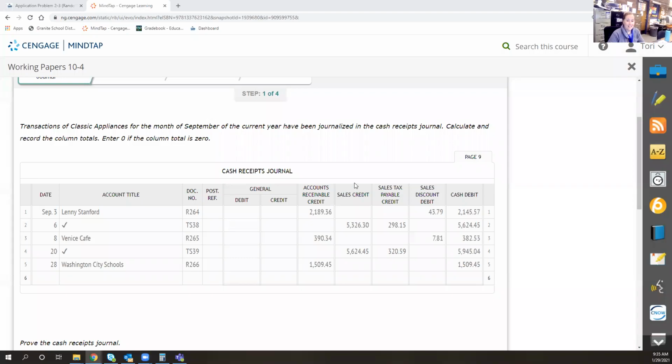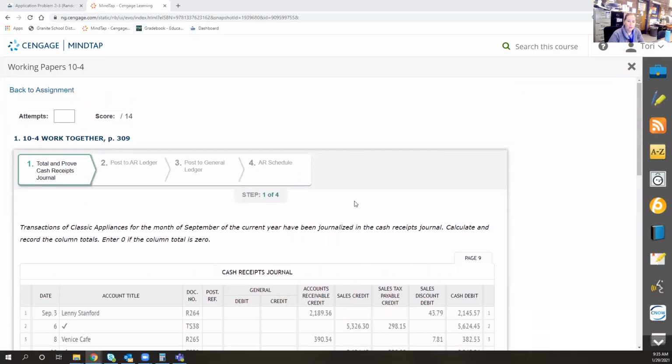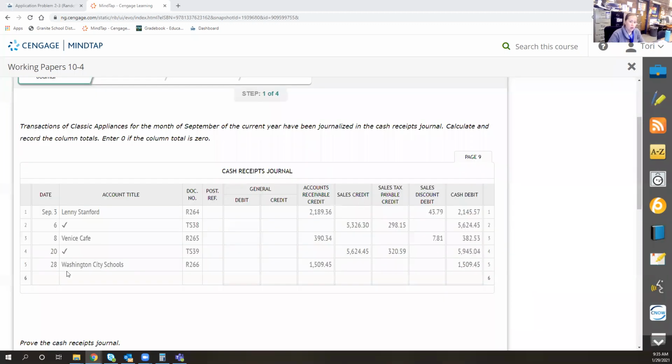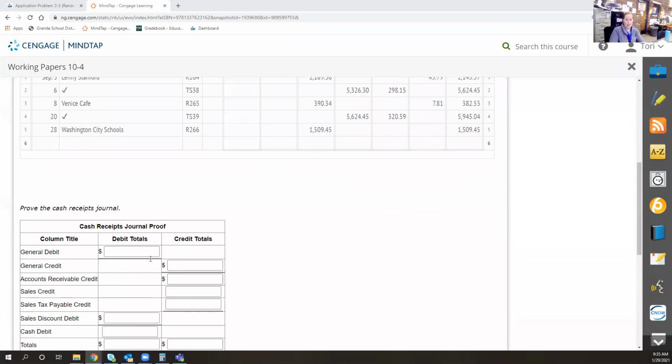All right, 10-4, the last section. We're going to total up and prove that we have the cash that we do. So just like we did with all of our other journals, we need to total up our cash receipt journal, and then we're going to give some proof over here to make sure our debits equal our credits. It's just basic stuff, right?